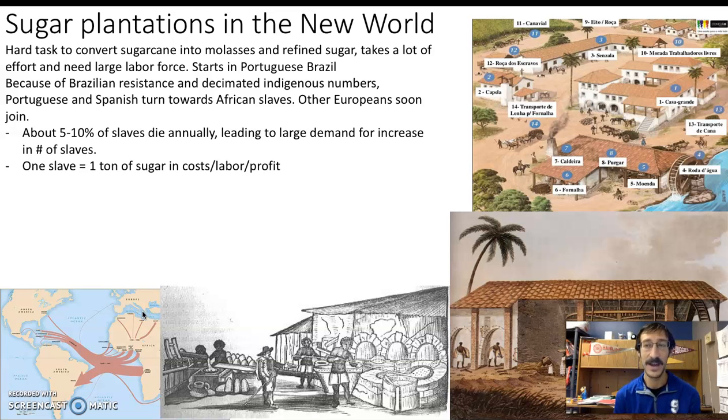Also play that into the fact that to offset those numbers, they're predominantly looking for males. They're not looking for females to help repopulate, so they're constantly demanding that more males get captured to offset this. Not females to help grow the population, but to continually bring in more because so many of them are dying. And it comes out to a ratio of about every single slave equals about 1 ton, or about 2,000 pounds of sugar in terms of their cost, labor, and profit. About one slave is going to die for every 2,000 pounds. So that tells you the worth of how much this all comes out to.